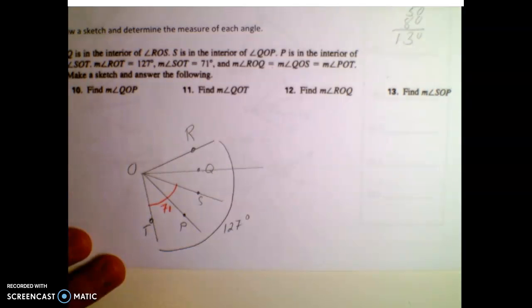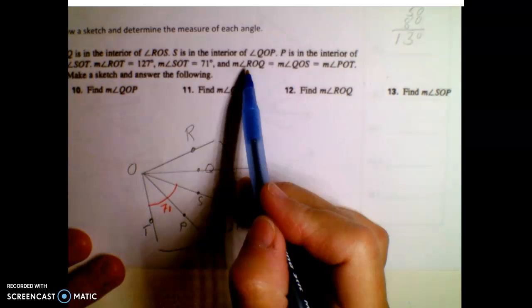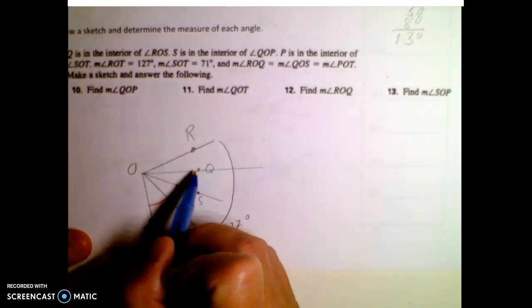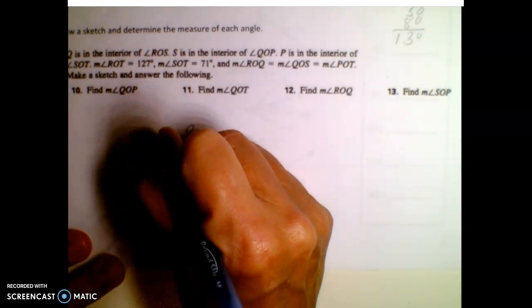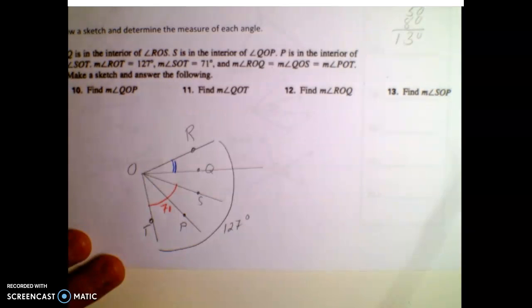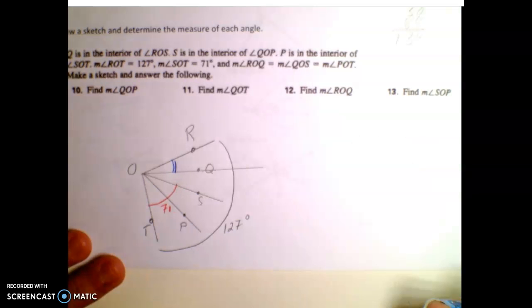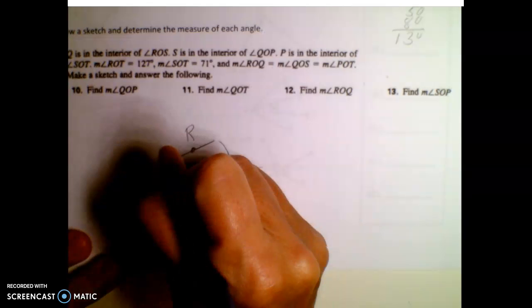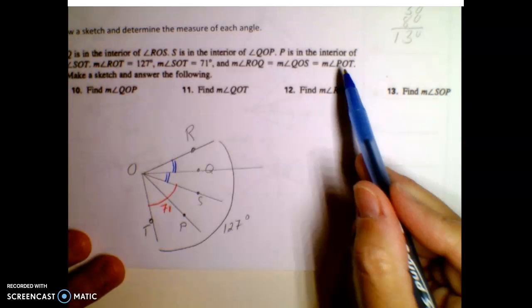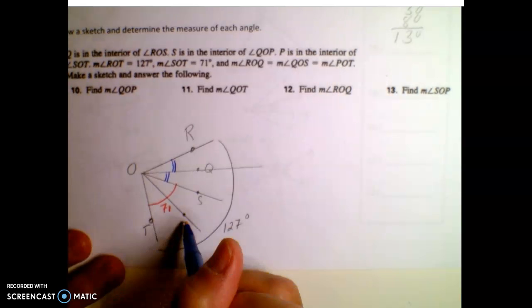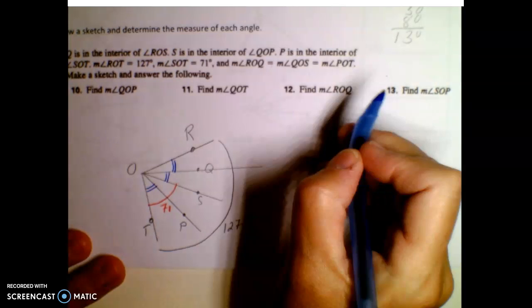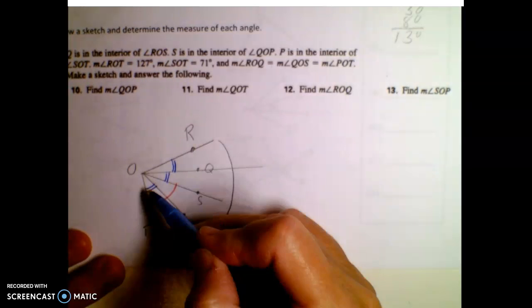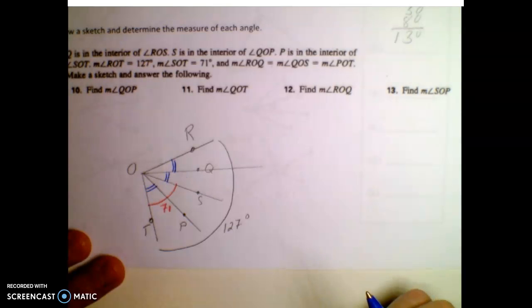All right, what else do we have? We have ROQ, this one right here. And let's do double arc so they stand out. And QOS, so QOS, this one right here. And POT, this one right here. Those are all the same measure. So you know this one, and this one are the same measure.